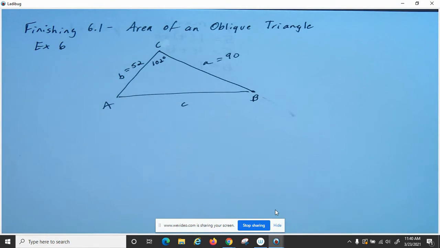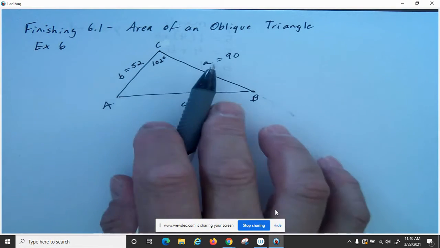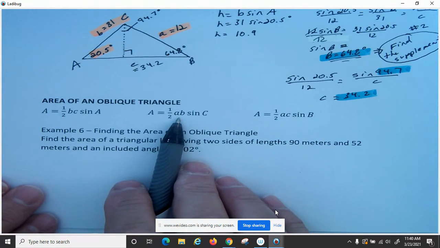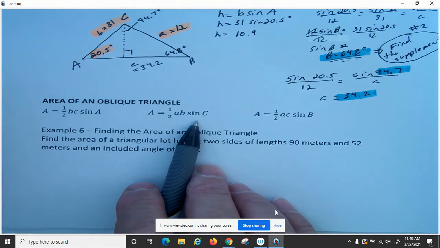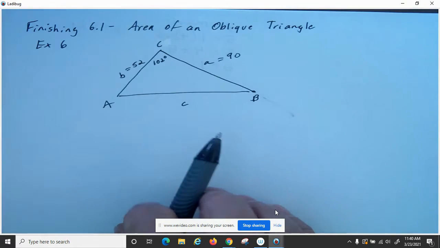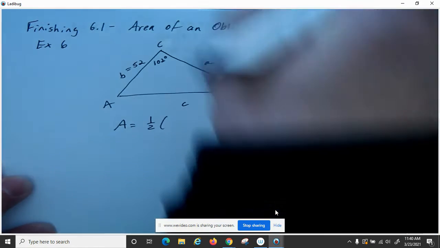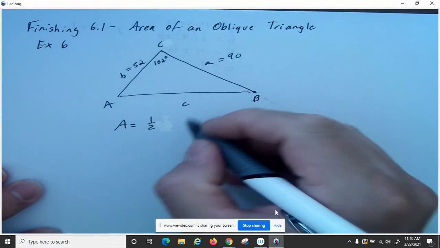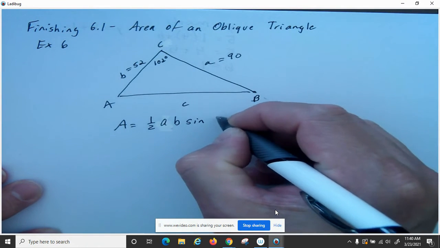All right, so what do I have? I have side A, side B, and angle C. So this is what I'm going to use for this example. So area is equal to 1/2 times, I don't need that yet, I'm going to write the formula down. 1/2 times side A times side B times the sine of angle C.